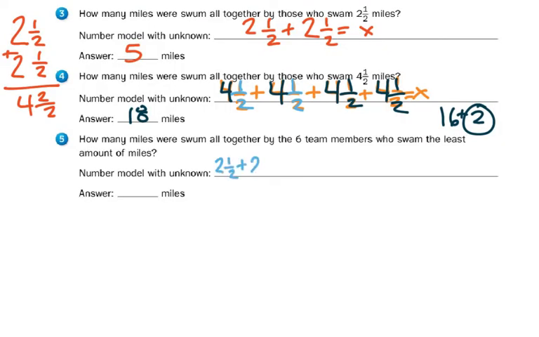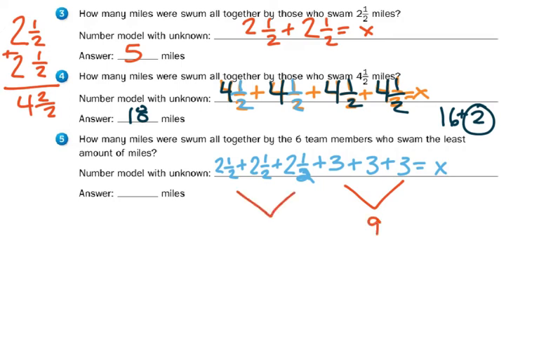2.5 plus 2.5 plus 2.5. Oops. Plus 3. That's a 1/2. Plus 3 plus 3 equals what we're solving for. I'm going to add together all of my 3's. 3 plus 3 plus 3 is 9. Now I'm going to just add together the whole numbers here. 2 plus 2 plus 2 is 6. That equals 15. Now I'm going to add up the fractions.